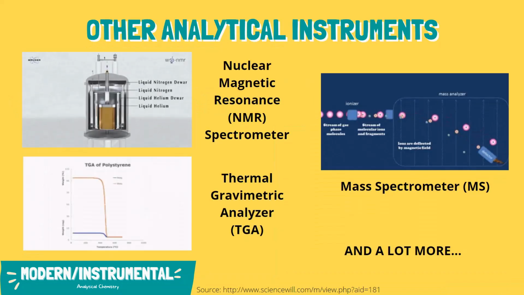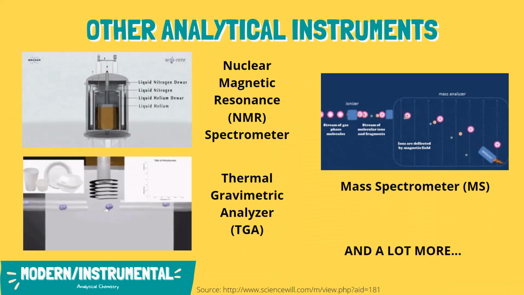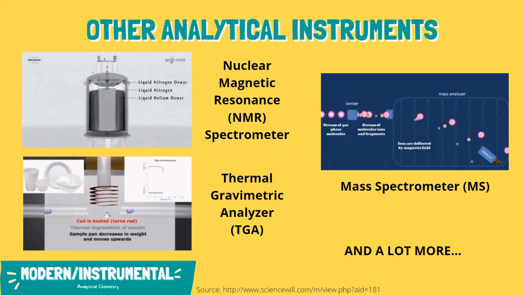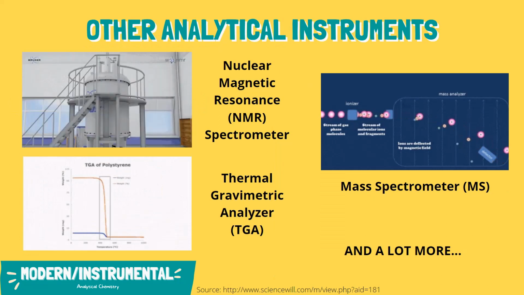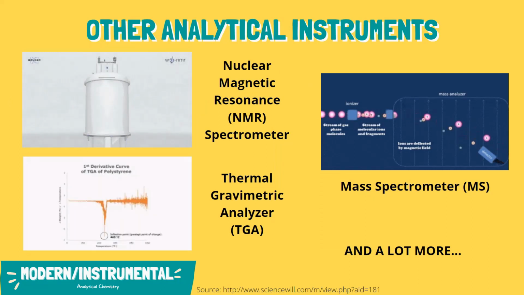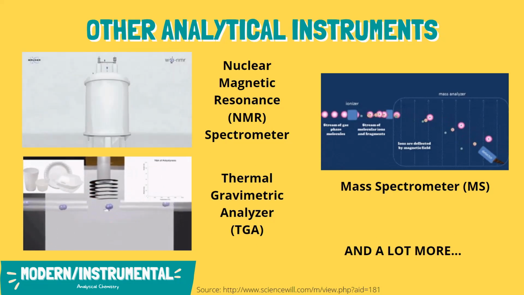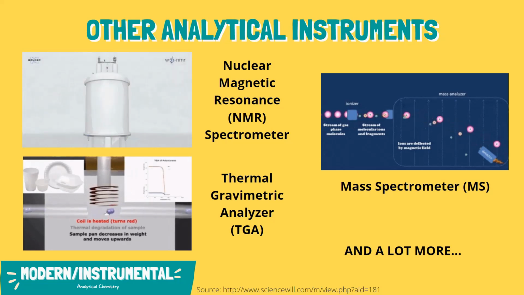Now, we also have other analytical instruments being used in the lab. We have nuclear magnetic resonance spectrometer, which is used to determine the connectivities of atoms in a molecule, especially organic compounds. We also have thermal gravimetric analyzer, which is used to determine the thermal properties of a compound. And we also have mass spectrometer, which is used to determine the mass of the ions.